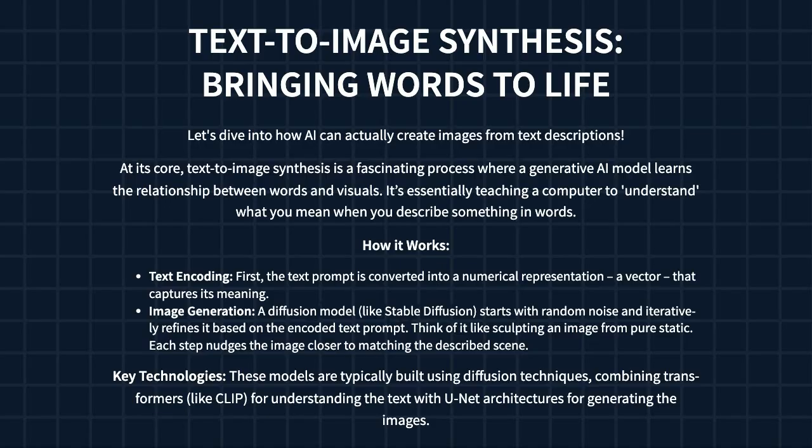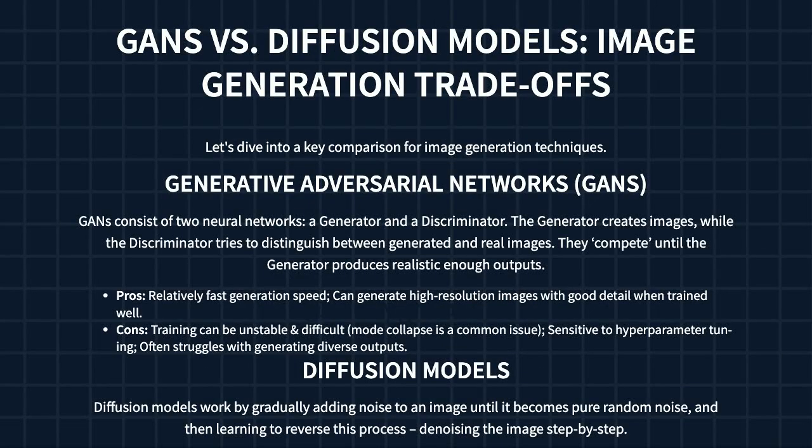Okay, let's talk about how GANs and diffusion models stack up when it comes to creating images. GANs are like a game between two networks, one trying to create realistic pictures and the other trying to spot fakes. They are pretty fast at generating images once trained, but things can get tricky with training stability, and they sometimes struggle to produce lots of different variations.